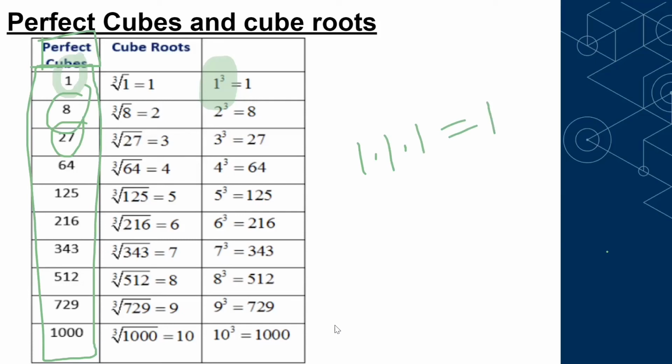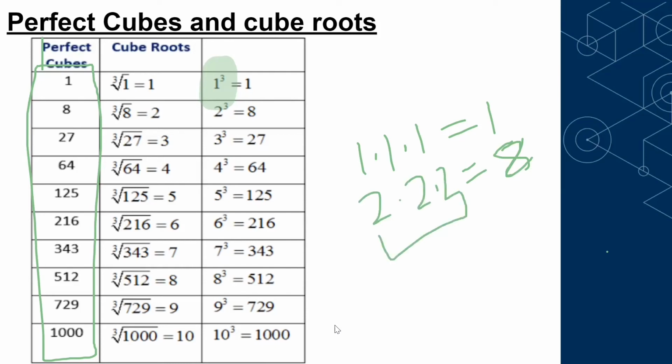What number? So there's actually a number that if you multiply 3 times, you should get 8. So it's 2 times 2 times 2. Notice how I'm multiplying the exact same number 3 times.